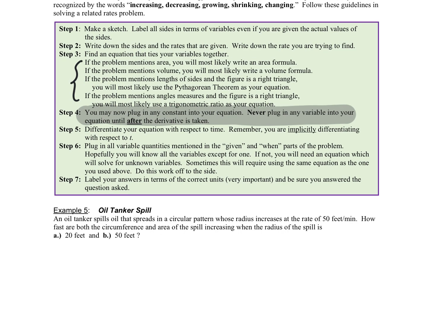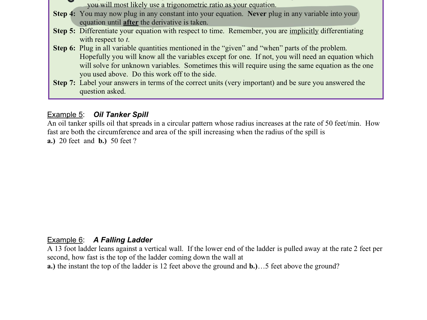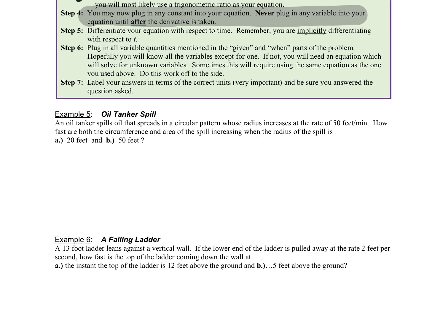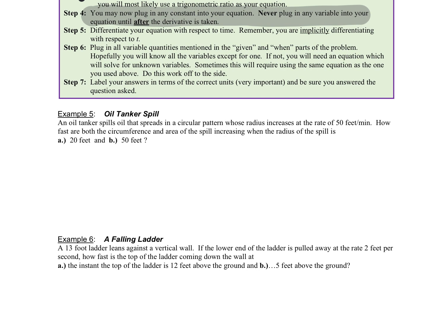So we're going to start out with example 5. We've got an oil tanker spill. An oil tanker spills oil that spreads in a circular pattern whose radius increases at the rate of 50 feet per minute. How fast are both the circumference and area of the spill increasing when the radius of the spill is 20 feet and 50 feet? Both of these are going to basically be the same, so I'm just going to do the 20 feet one.